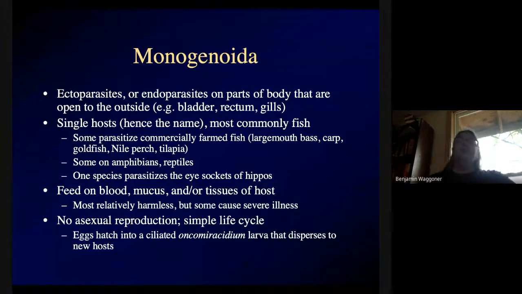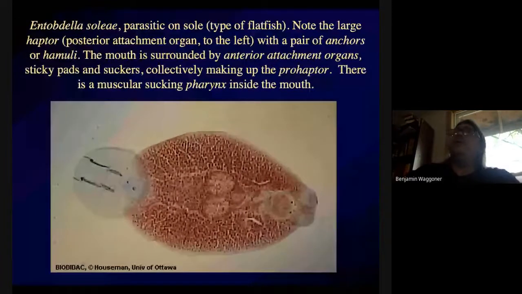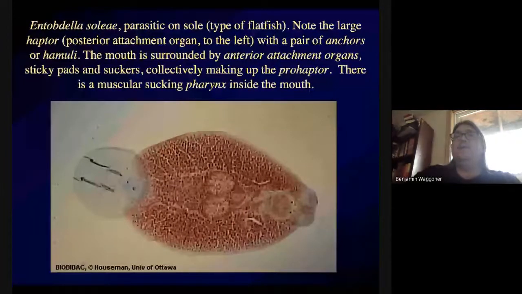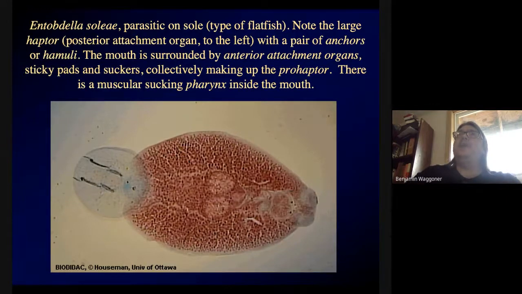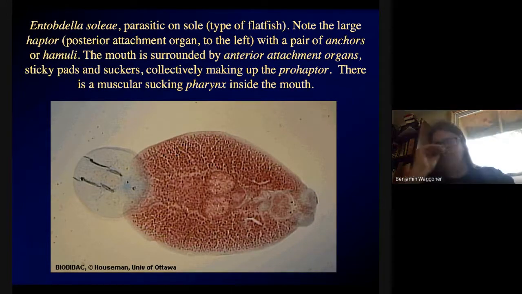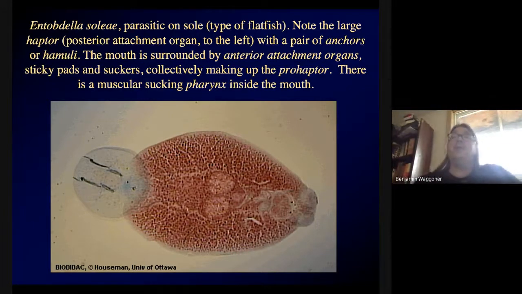And here's what these look like. They're all parasites either on the outside of their host or in organs that open to the outside. So you'll get them on fish gills. You'll get them inside bladders. You might get them up rectums or places like that. And you might get them in eye sockets, as I mentioned. But you're not going to find them burrowing deep into the liver or living in the bloodstream or something like that. They're always found in body parts that are open to the outside.